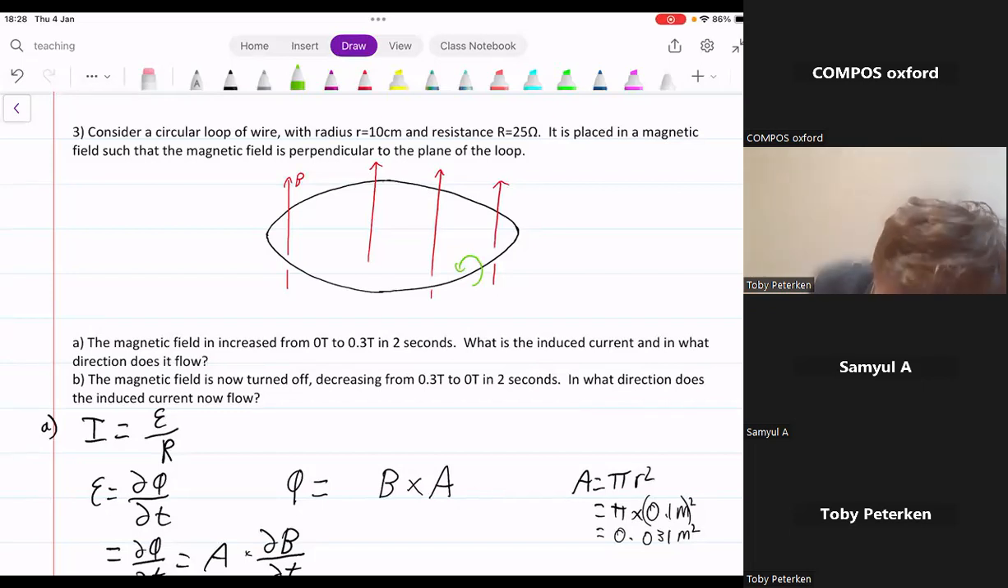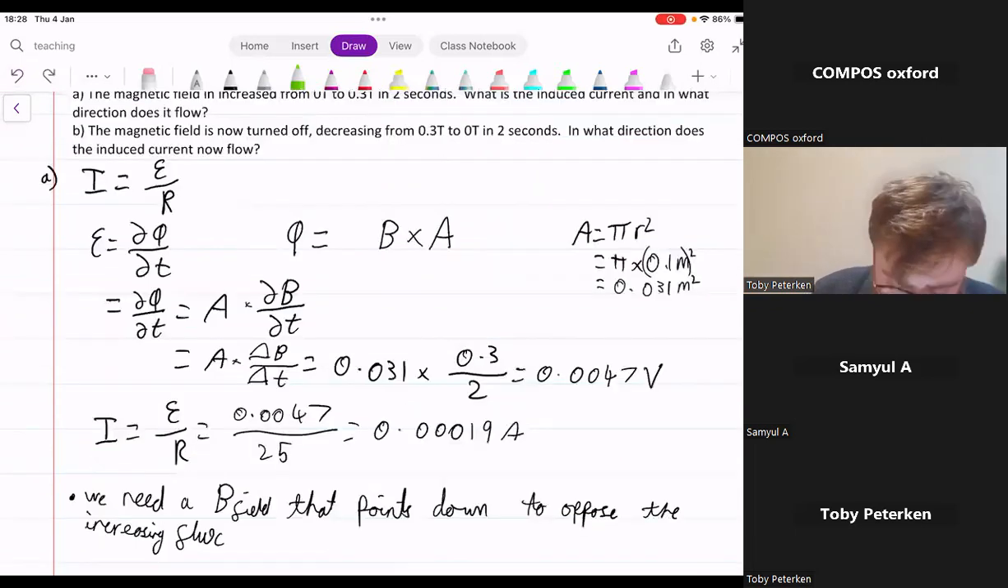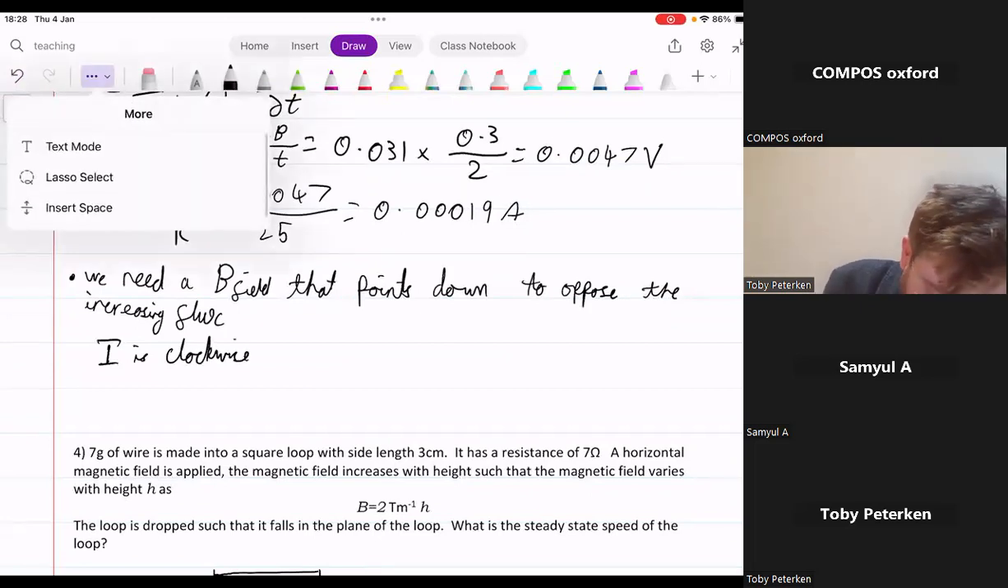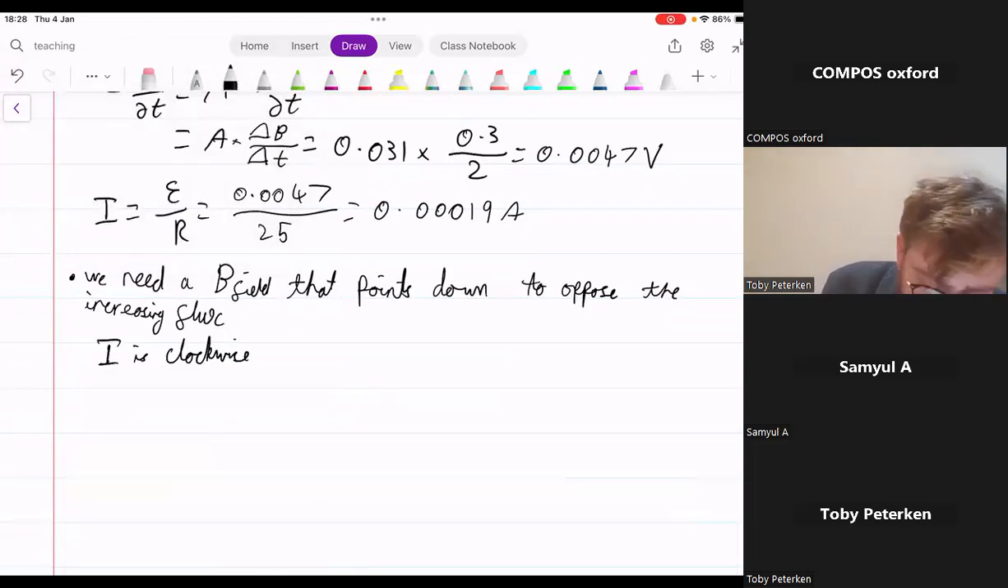we need a current that goes in this direction. So clockwise. We have current is clockwise. Now let's look at part B.